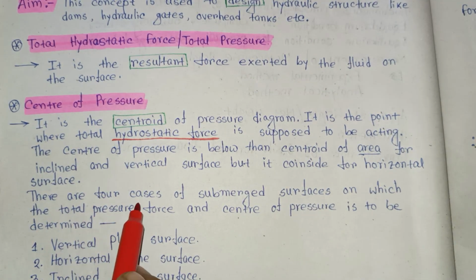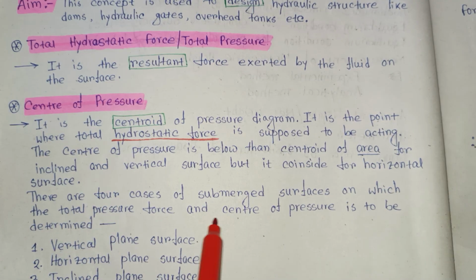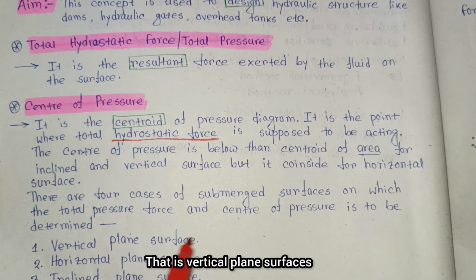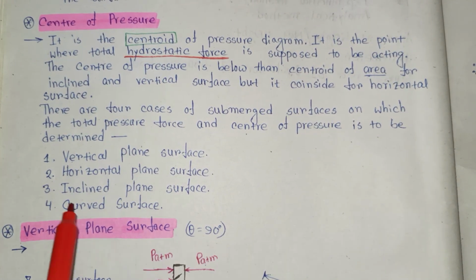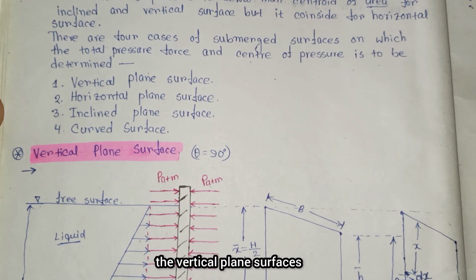Now there are 4 cases of submerged surfaces on which the total pressure force and center of pressure are to be determined. First, vertical plane surfaces. Second, a horizontal plane surface. Third, inclined plane surface. Fourth, curved surface. Now first we will learn the vertical plane surfaces.